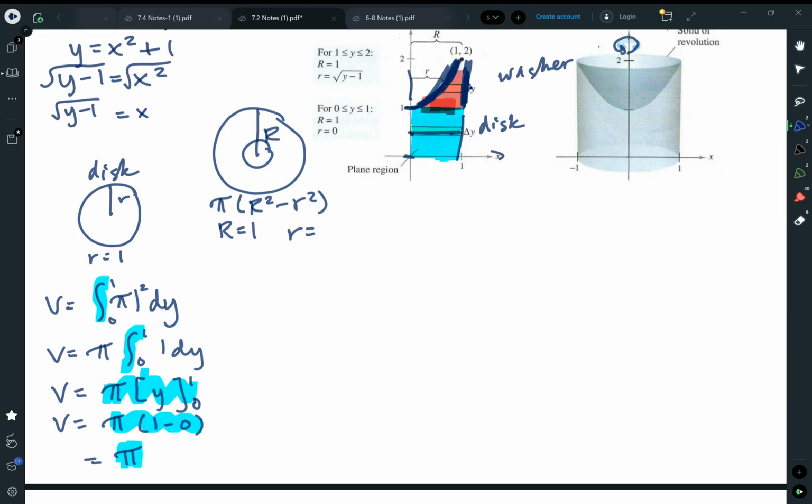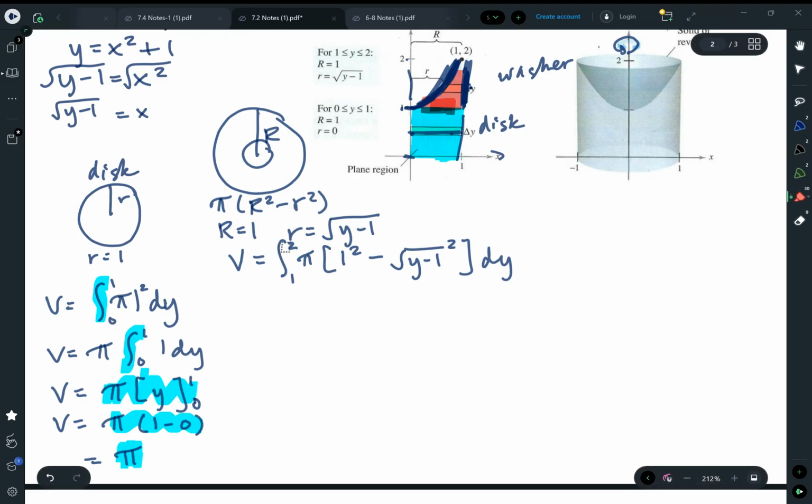So my little r is going to be the square root of y minus 1. Okay, so this volume integral would be from 1 to 2 on my y-axis of my pi times my big R squared, so 1 squared, minus my little r squared, which is the square root of y minus 1 quantity squared.